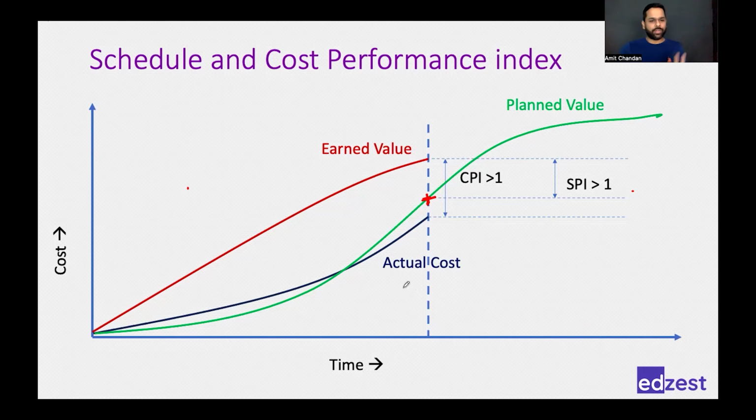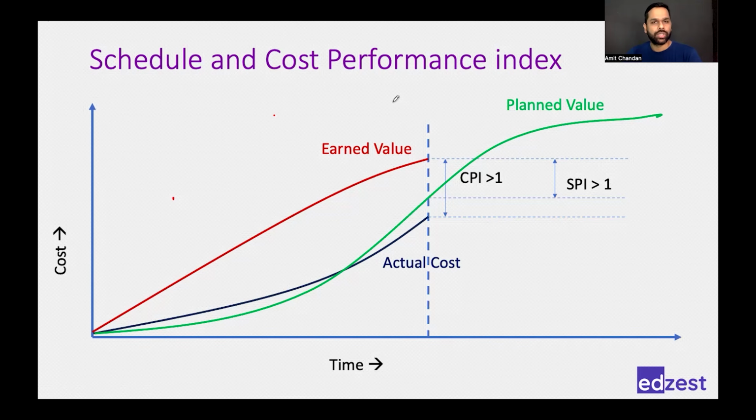Is this part clear, everyone? Schedule variance, cost variance, SPI, CPI. Clear? Any doubts? Are you able to visualize how we do it in a project, if you have not done it already?